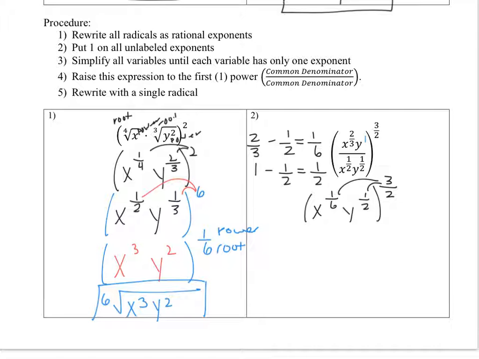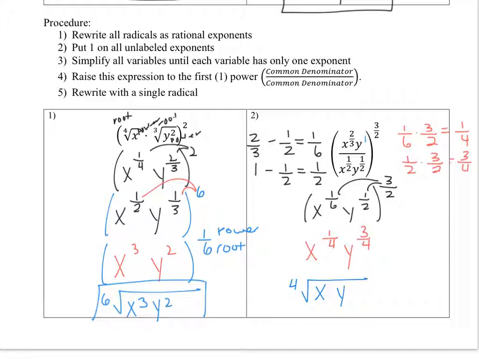We're going to multiply 1/6 by 3/2, which should give you 1/4. And then 1/2 times 3/2, which gives you 3/4. So x to the 1/4, y to the 3/4. And look at that, they have the same denominator. So we could write this as the 4th root of x and y to the 3rd. Alright, let's see what's on the next page.